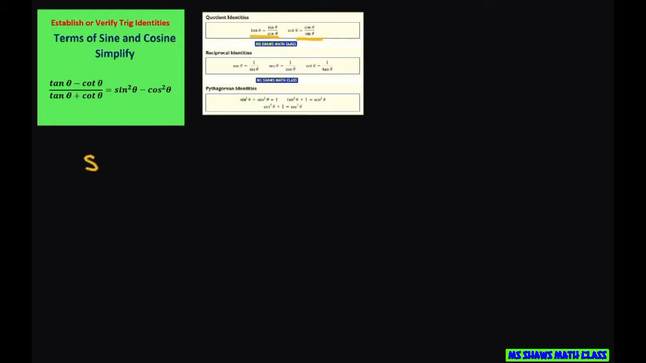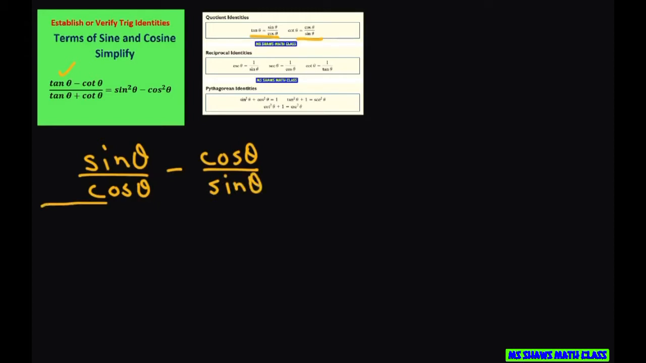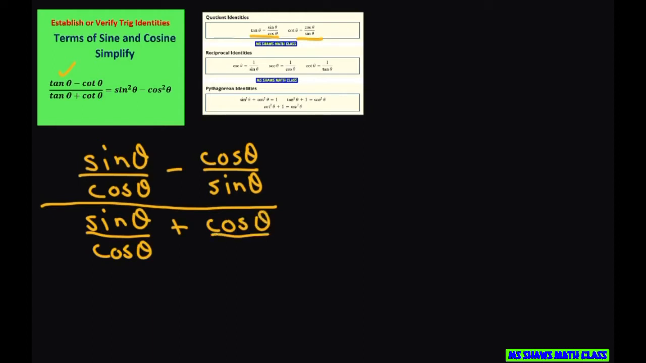So we have sine of theta divided by cosine of theta, and then minus cosine theta divided by sine of theta. Again, do the same thing, but put a plus sign. All right, now for these, we got to get our common denominator. So for the numerator, this part, we have cosine theta sine theta.